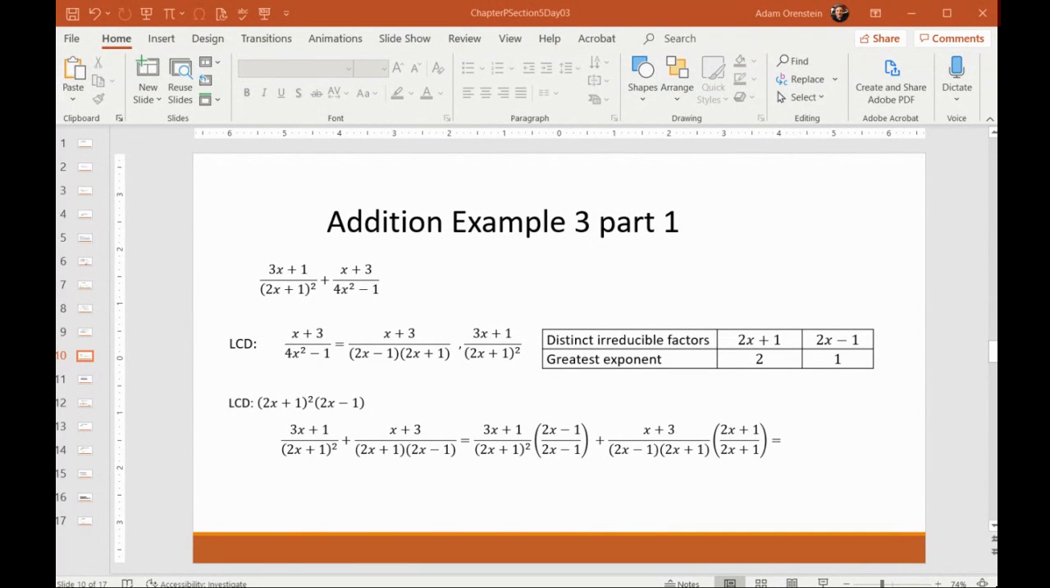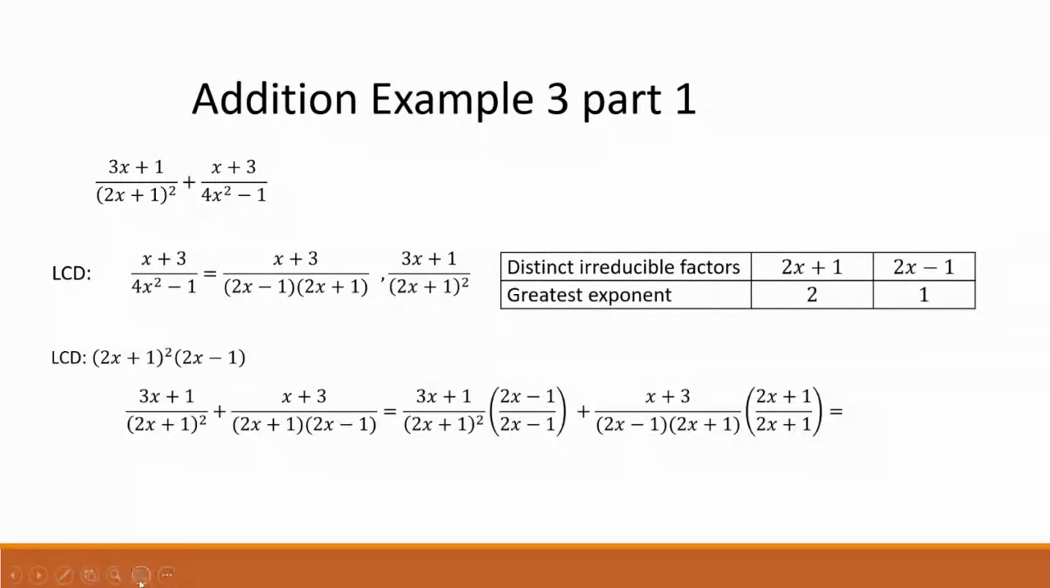Okay, so let me do this example. Again, we want to add. Now the first denominator is factored already, right? 2x plus 1 is irreducible.